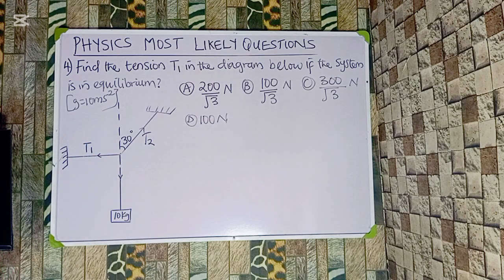Okay, so the first thing we are going to do is to resolve it, to be able to know how to get our tension T1. Now the options we have: A, 200 over root 3 Newton. Option B is 100 over root 3 Newton. Option C is 300 over root 3 Newton, and 100 Newton. So let's solve this question.